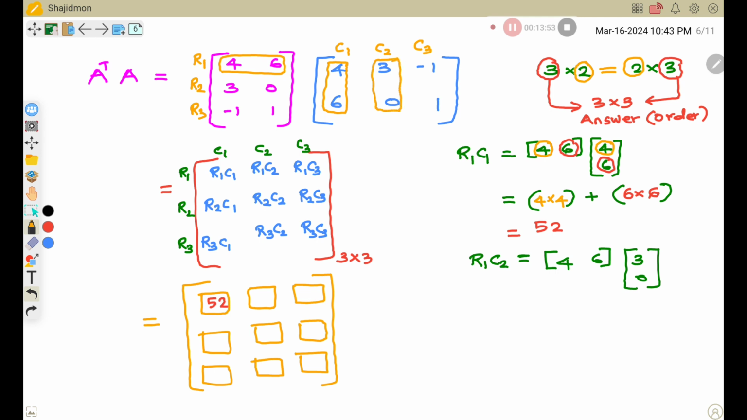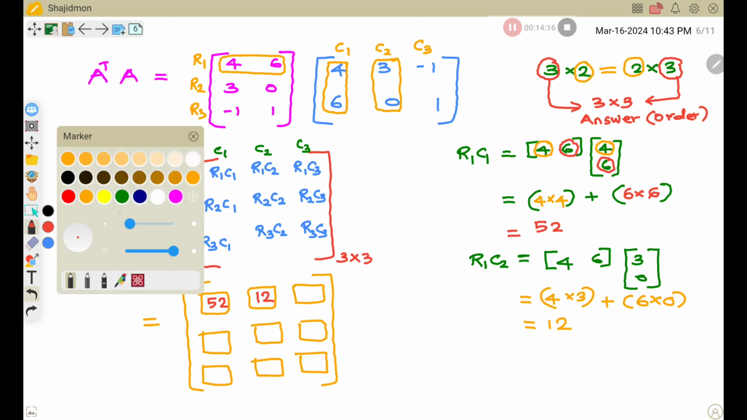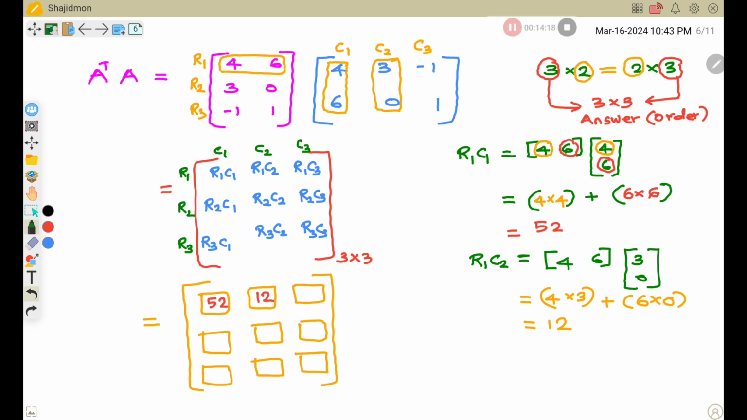First row same 4 6, multiply with the second column. So what we are getting answer, first number 4, multiply the first number 3 plus second number multiply with the second number, 6 multiply 0. So the answer becomes equal to 12, correct? So the second number we got here, that is 12. Hope you are clear.